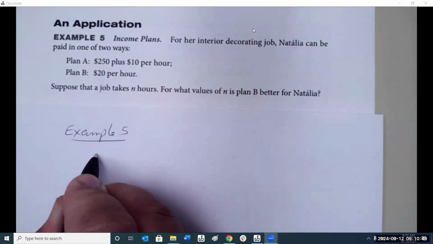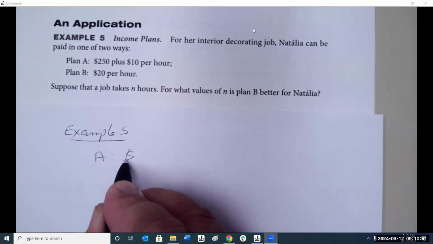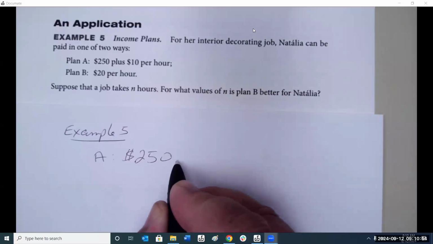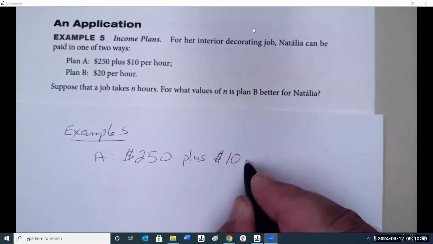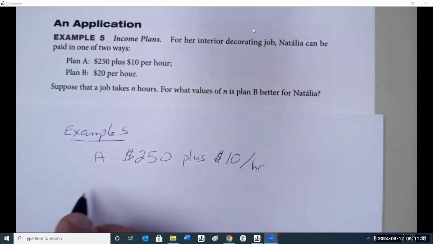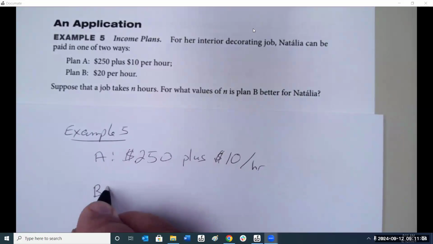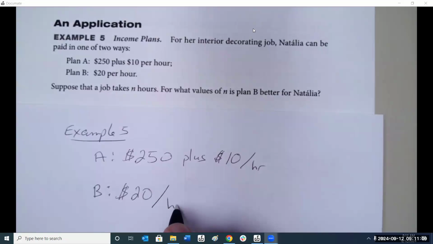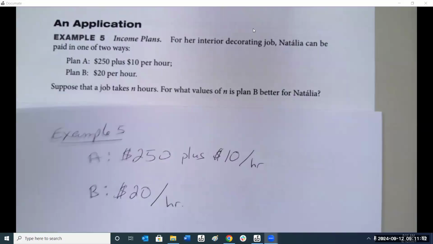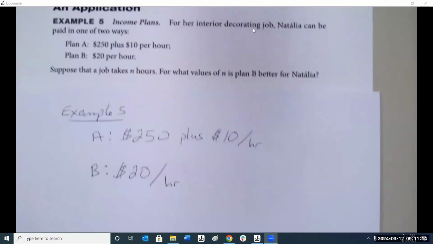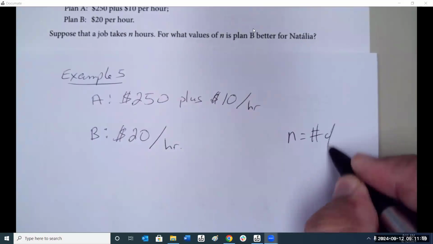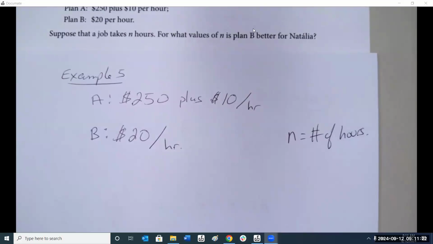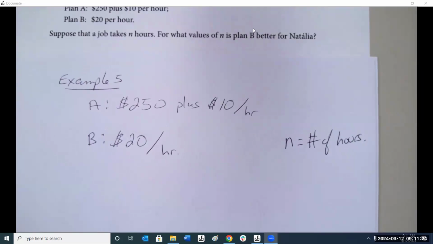Example 5. Plan A says 250 plus $10 per hour. Plan B says $20 per hour. Which one's better? How do we do it? Where n equals number of hours. So how do we do it? How do we set it up first?